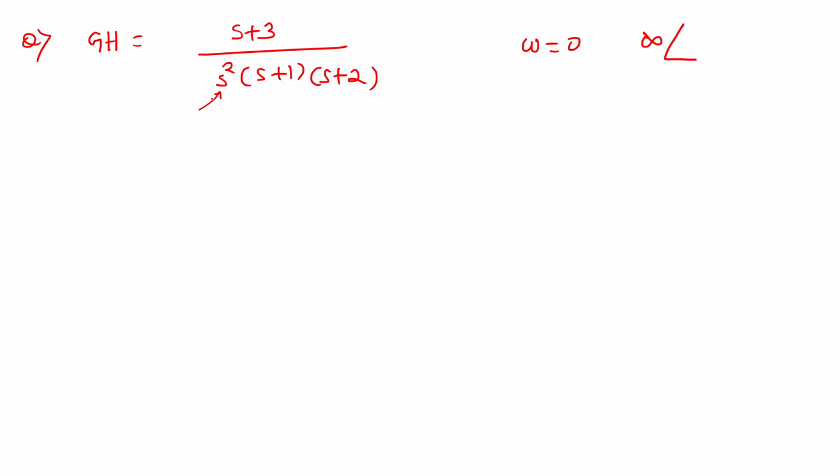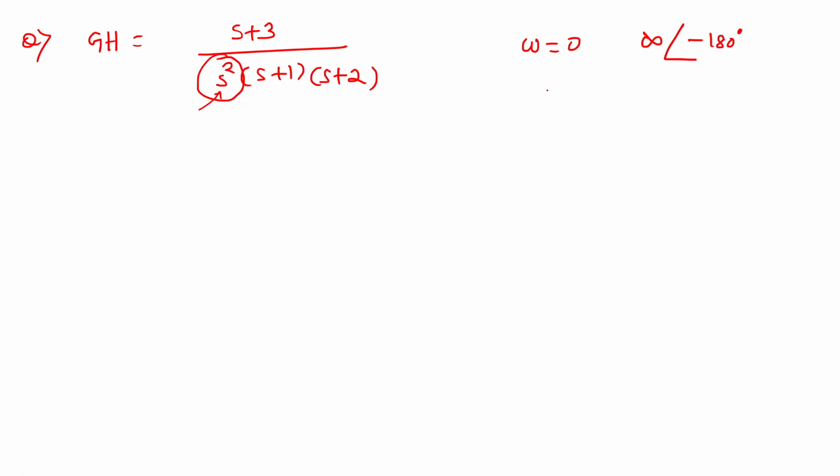Then what is the angle? Two poles are there at origin. One pole is minus 90, so two poles are minus 180. Because you have to consider only the poles and zeros at origin at omega equal to 0. Forget about the other terms. In the last question, you didn't have a pole or zero at origin, that's why that angle was 0. But here, two poles are at origin. One pole contributes minus 90, two poles contribute minus 180.